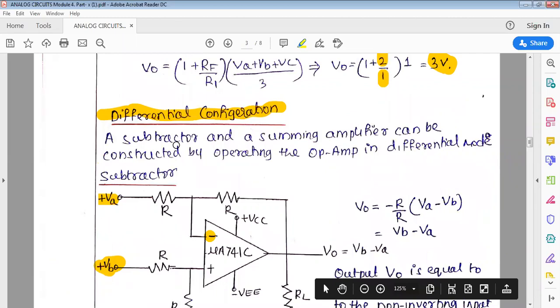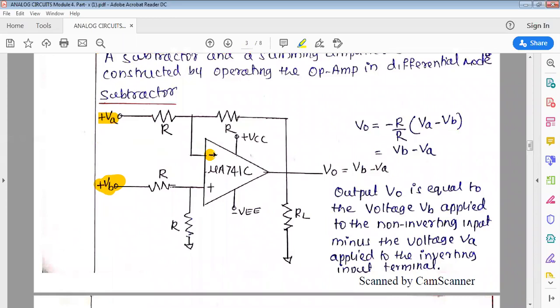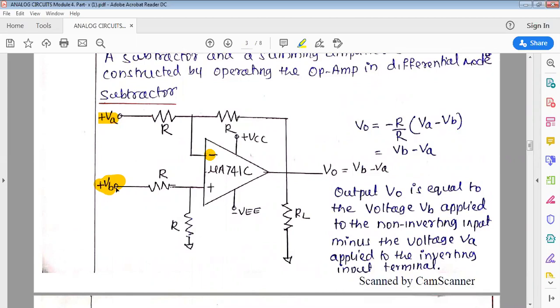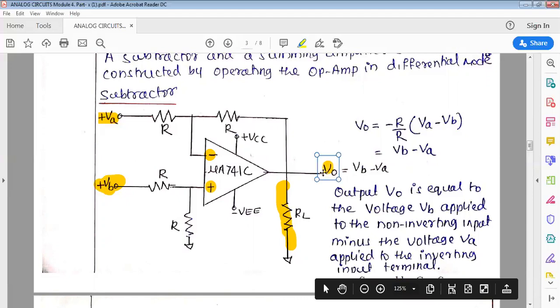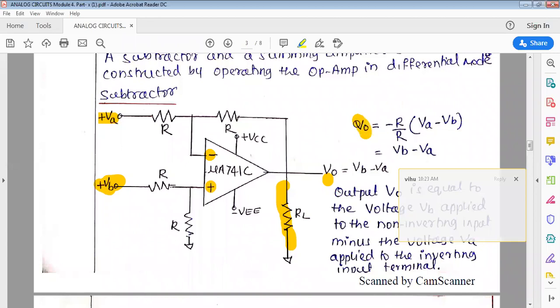That is, when the two inputs are applied to the inverting as well as the non-inverting input terminal, that configuration is called the differential configuration, right? So you can see here, all the values I have assumed as R only, so that we can simplify the circuit. The voltage VA is applied to the inverting input terminal. The voltage VB is applied to the non-inverting input terminal. RL is the load resistance across which the output voltage V0 is taken. Right? Now, how to write the output expression?